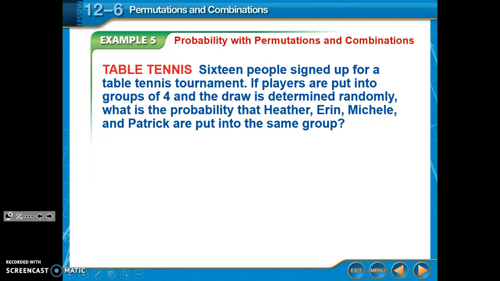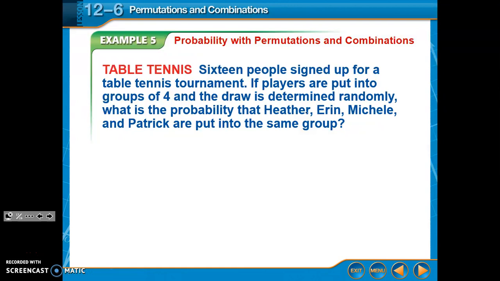So now we want to be able to find a probability based off of a permutation or combination. 16 people signed up for a table tennis tournament. If players are put into groups of 4 and the draw is determined randomly, what is the probability that Heather, Aaron, Michelle, and Patrick are put into the same group? The first step we always want to do is determine permutation or combination. In this case, does the order matter? If we have Heather, Aaron, Michelle, and Patrick in a group, does it matter which order they arrived at the group or that they're just all together? It just matters that they're together. It doesn't have to be in a certain order.